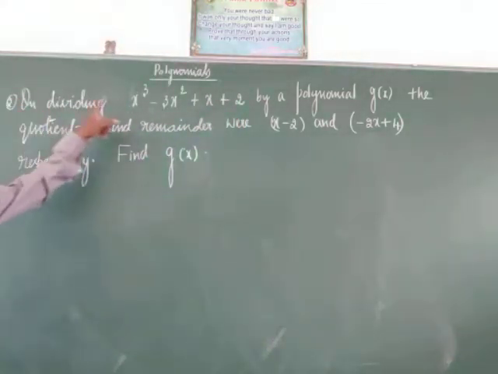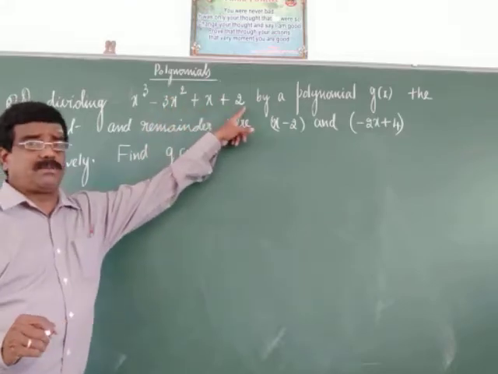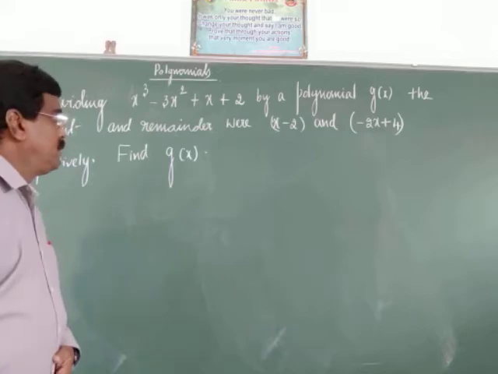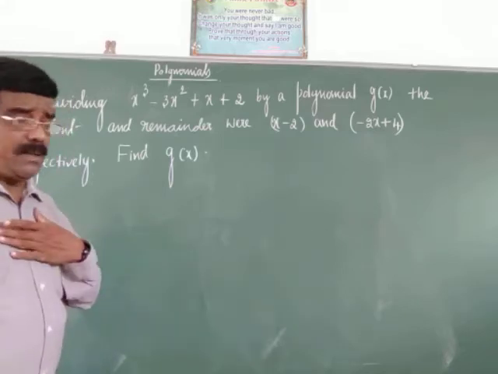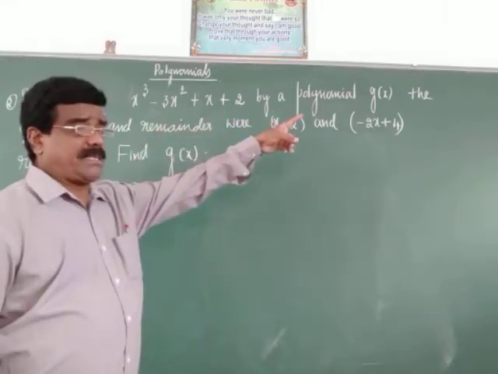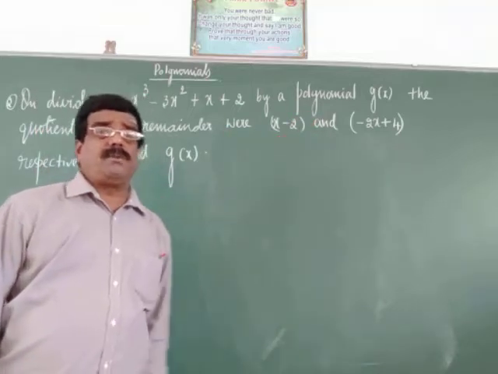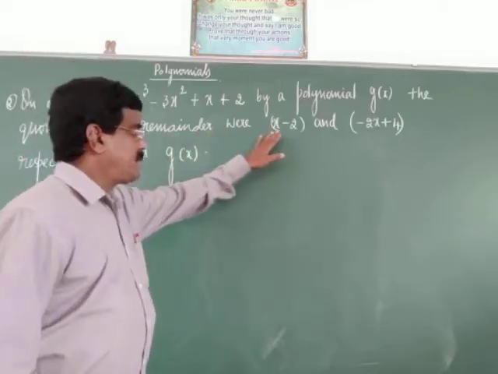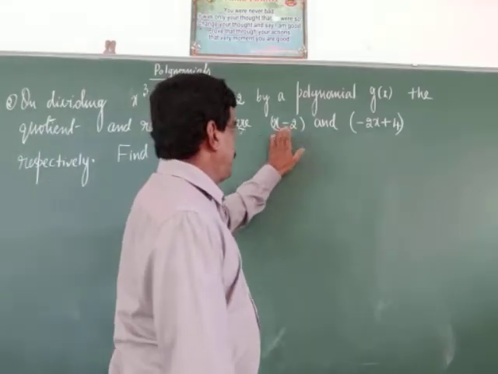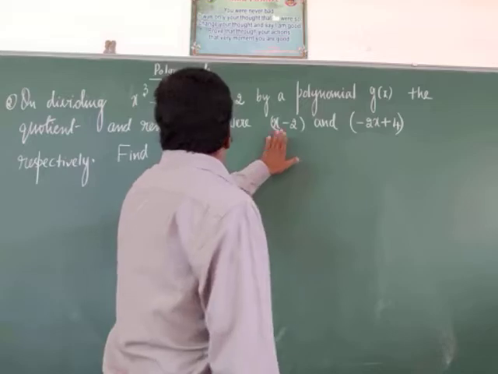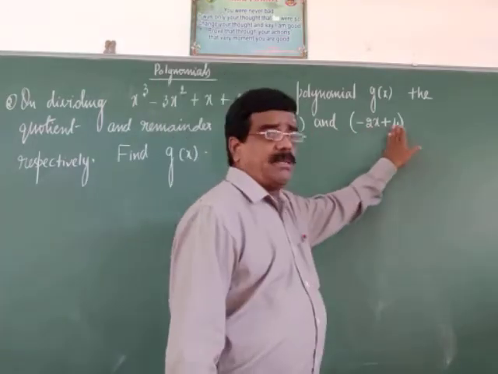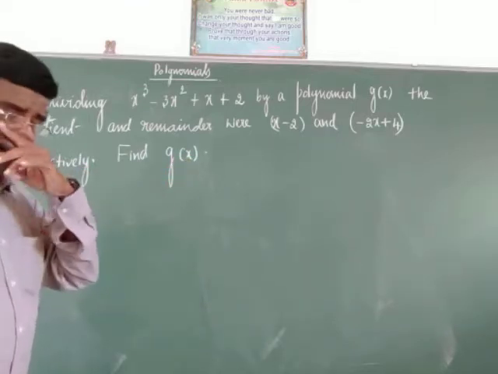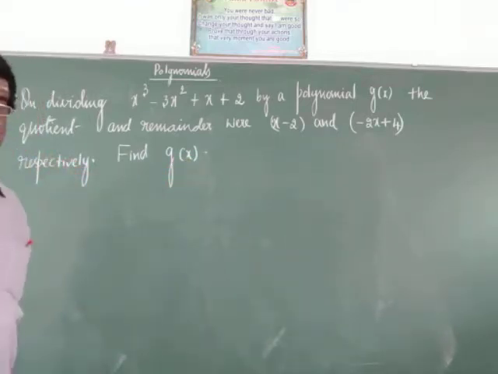Here, on dividing x cube minus 3x square plus x plus 2, you must know that x cube is the dividend, the polynomial, by g of x. G of x is the divisor, which you have to find out. You will come to know how. The quotient and remainder for x minus 3: see children, here the quotient and remainder are given. So x minus 2 is the quotient and minus 2x plus 4 is the remainder respectively. Find g(x). This is the question.